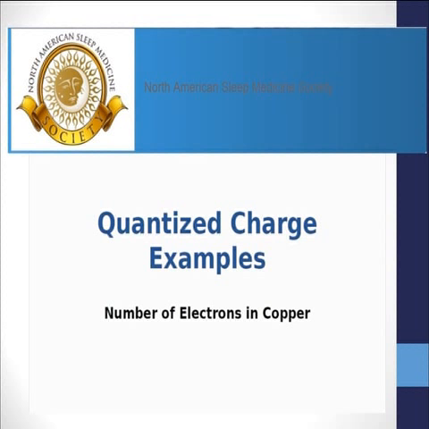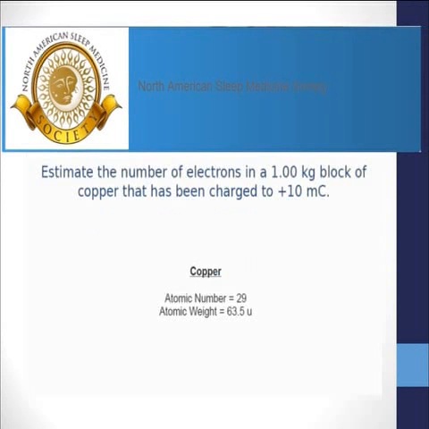In this example, we're going to look at quantized charge. Specifically, we're going to calculate the number of electrons in a block of copper. So I give you a 1 kilogram block of copper, and it's been charged to plus 10 millicoulombs. And I ask you how many electrons are in this block. And I give you a couple pieces of information, the atomic number and atomic weight of copper.